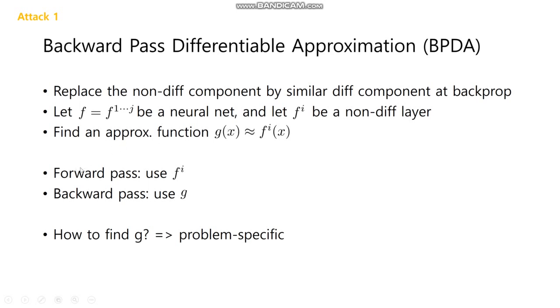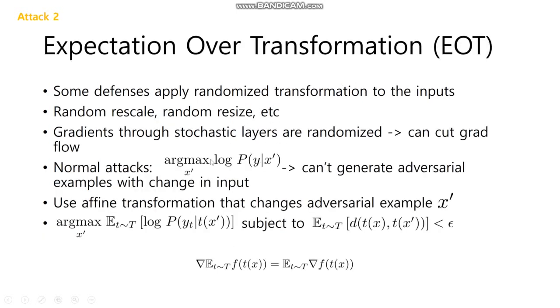Then in the forward pass, we just use the fi layer in the original network. And in the backward pass, when we apply gradient ascent on the input image to generate the adversarial example, we use g. The second attack type is expectation over transformation, or EOT.